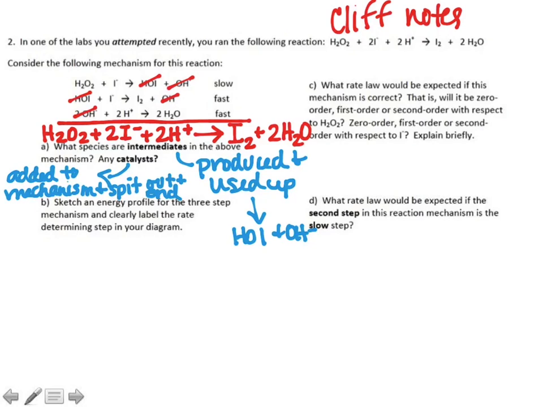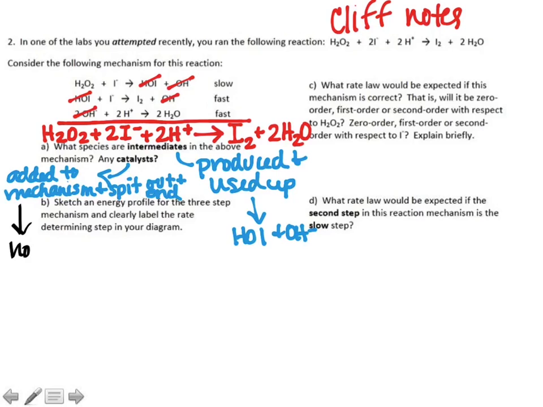But those are two different iodines, though. You have the I minus and you have I2. So those are two different things. So do we have any catalysts? I would say no catalysts. Questions on that?